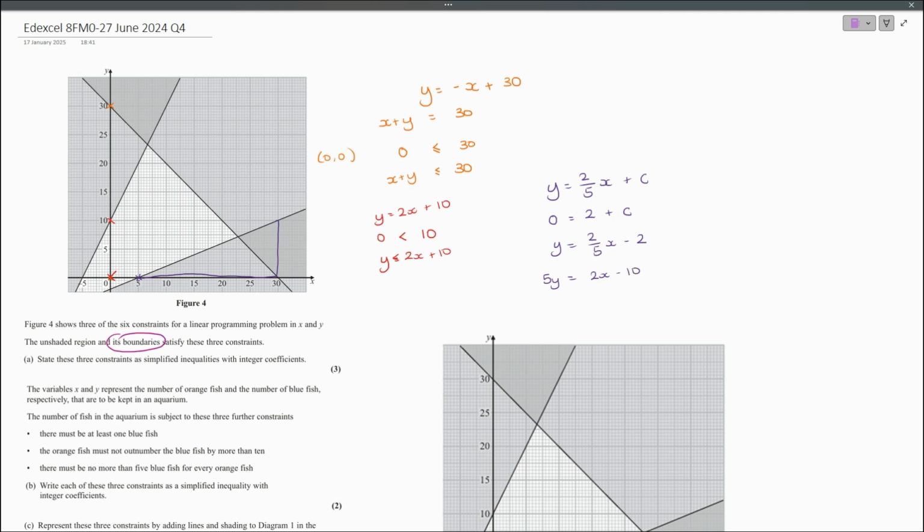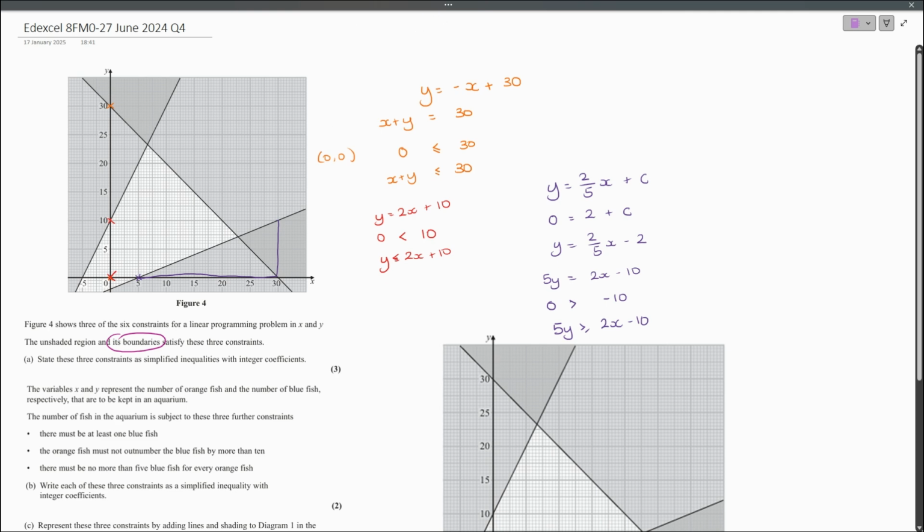And now I need to consider the origin. The origin is in the feasible region. And if I substitute that in, I'm going to get the 0, some inequality to do with negative 10. And in this case, 0 is larger than negative 10. So my final inequality will be 5y is larger than or equal to 2x subtract 10.